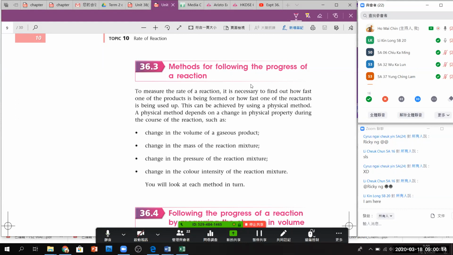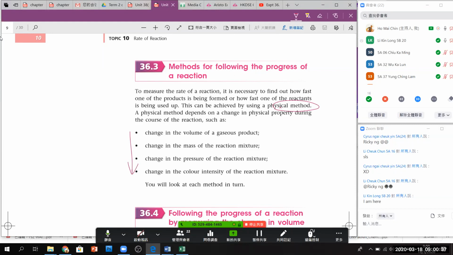So what physical quantities are we going to measure? Actually, to monitor the reaction, we have mainly got two ways. One is the physical method. The other one is what we call the chemical method. Now, you see that all those four methods are physical methods. For the chemical method, I would like to introduce it to you maybe tonight.